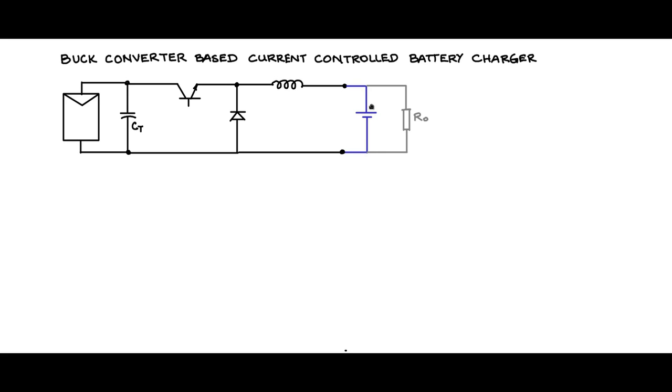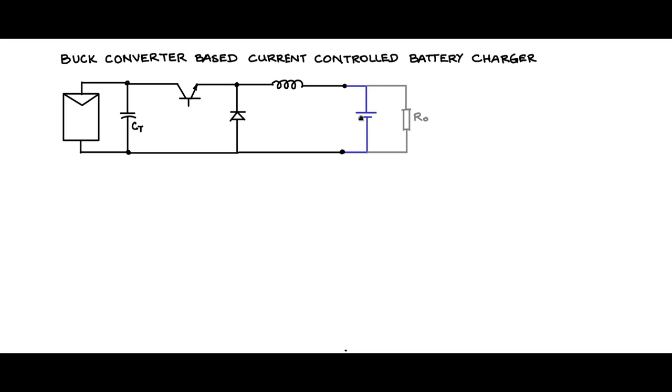Because the battery here fixes the potential across the output terminals of the DC-DC converter, the current through R0 is decoupled from the rest of the circuit operation. So the current I0 through R0 is V battery by R0.